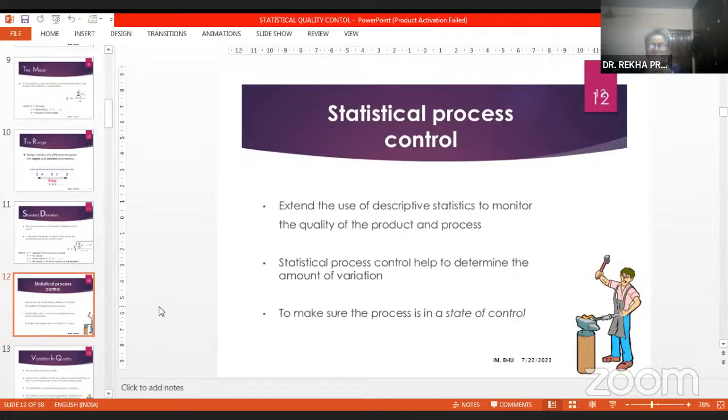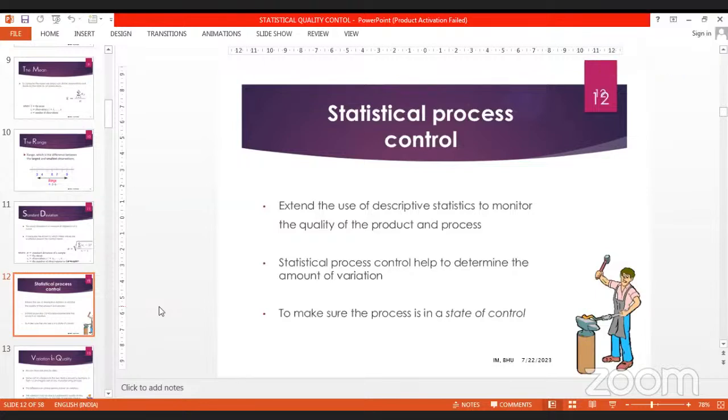So read this: statistical process control. Who will read it? Okay. Extend the use of the respective statistic to monitor the quality of the product and the process. Statistical process control helps to determine the amount of variation, to make sure the process is in a state of control.